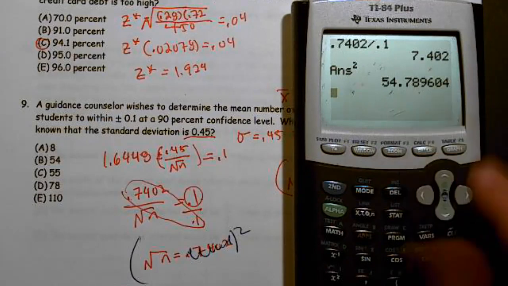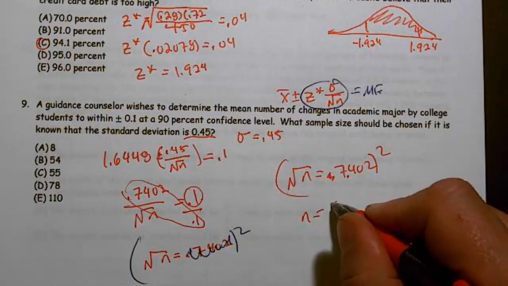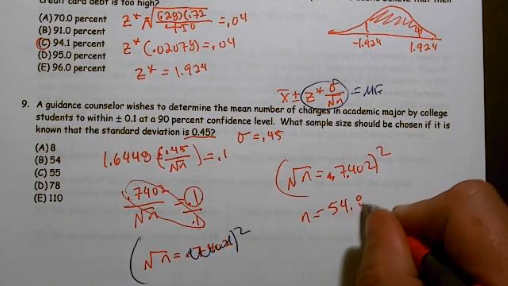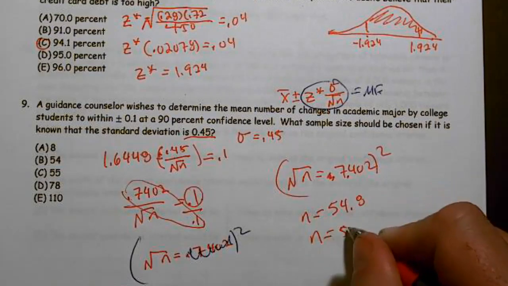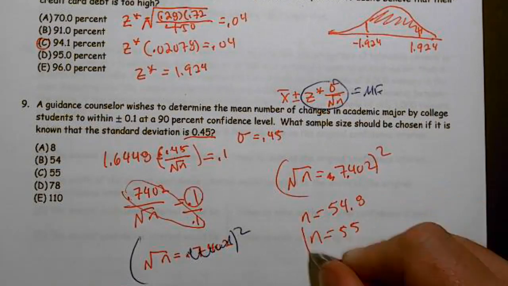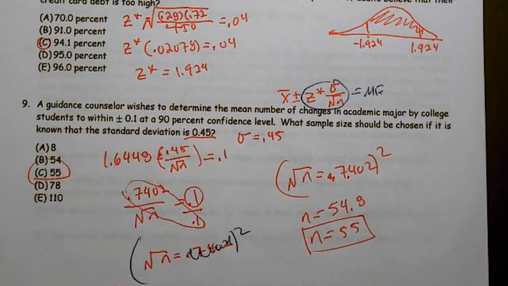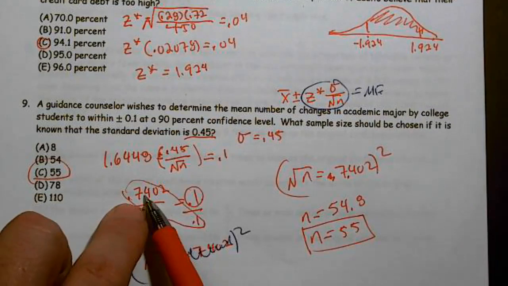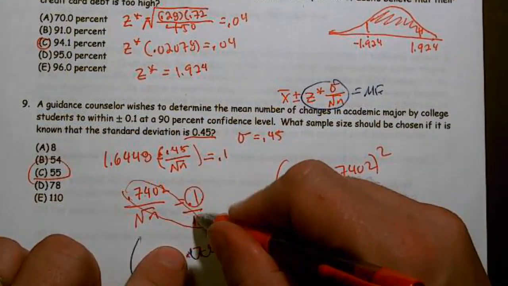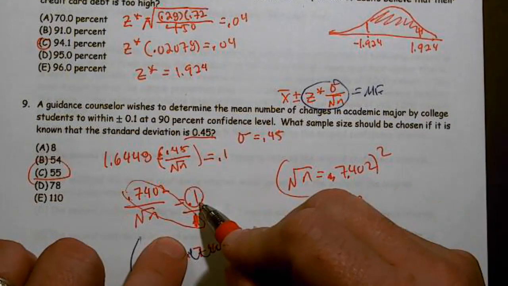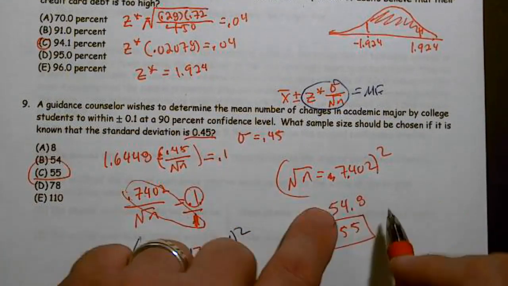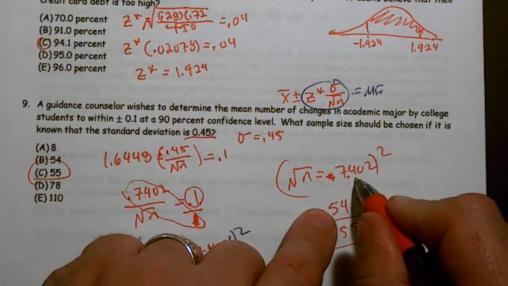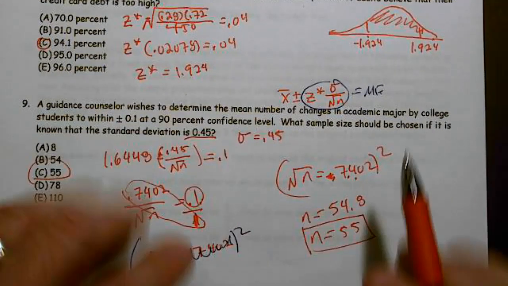54.7. We always round up. So n equals 55. And this will be my answer to that problem, okay? And please be careful when you're working with the small numbers. Don't make careless mistakes. So 0.7402 times 1 whole divided by 0.1 gives me 7.402. And I squared that and got 54.8. All right, sorry about that.